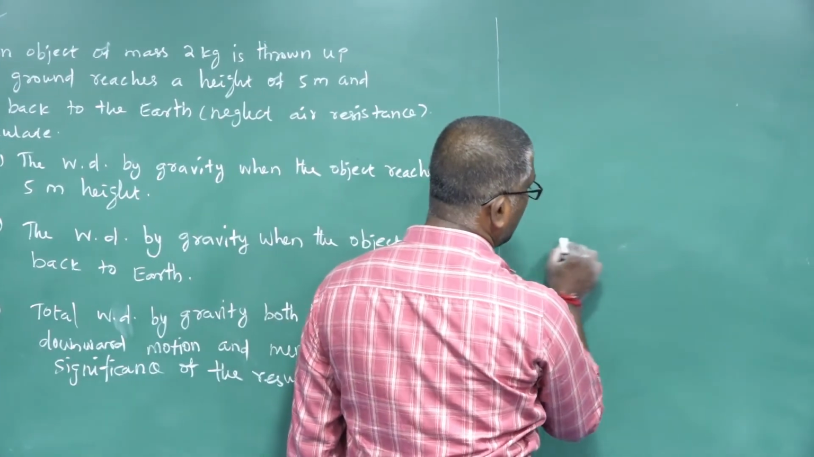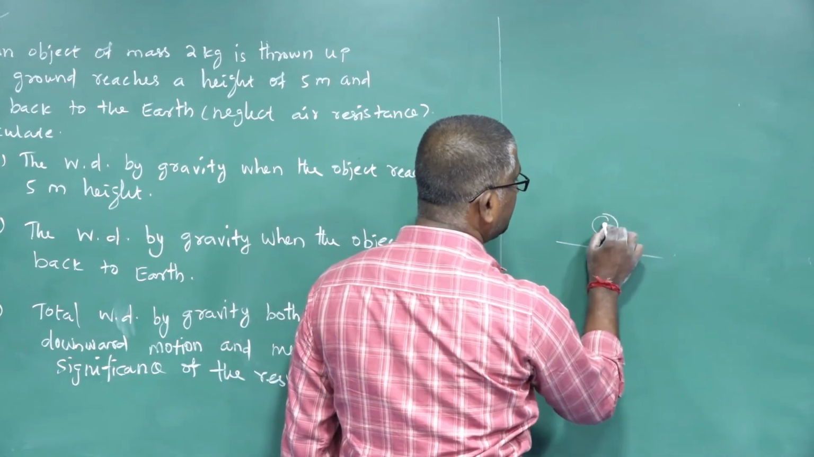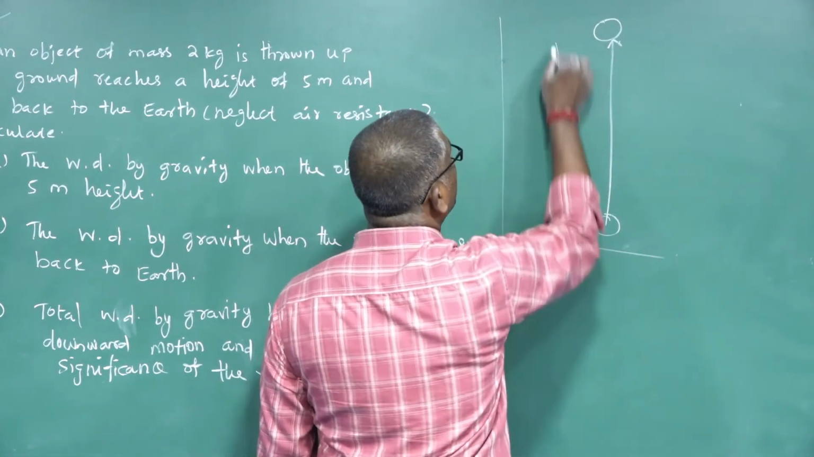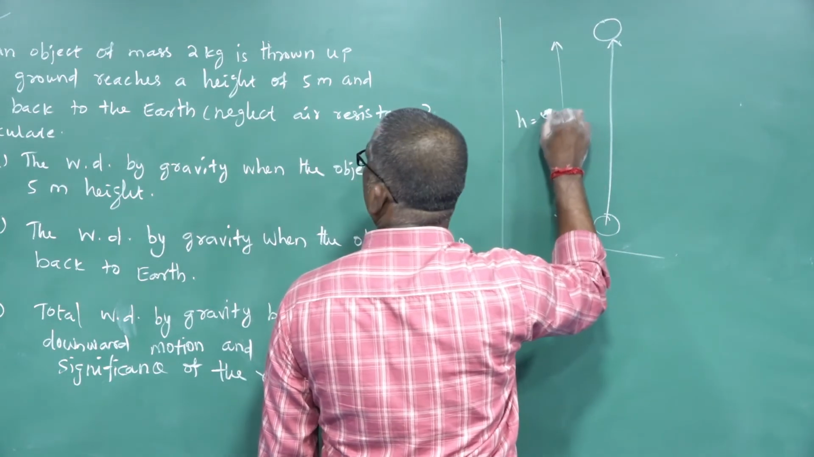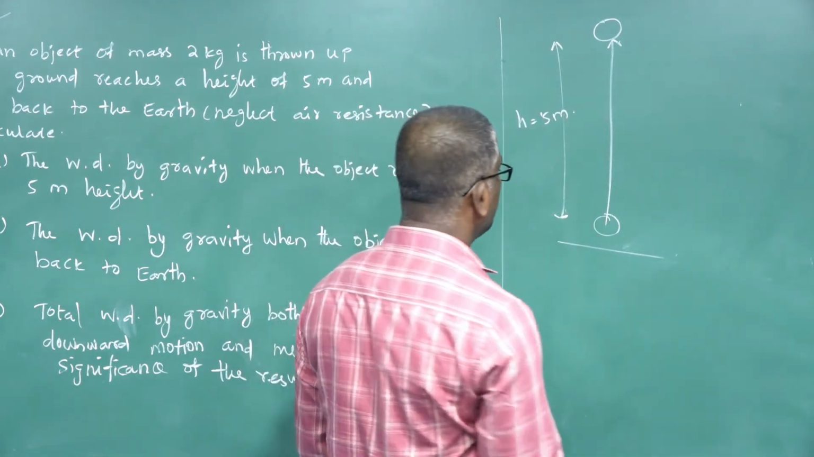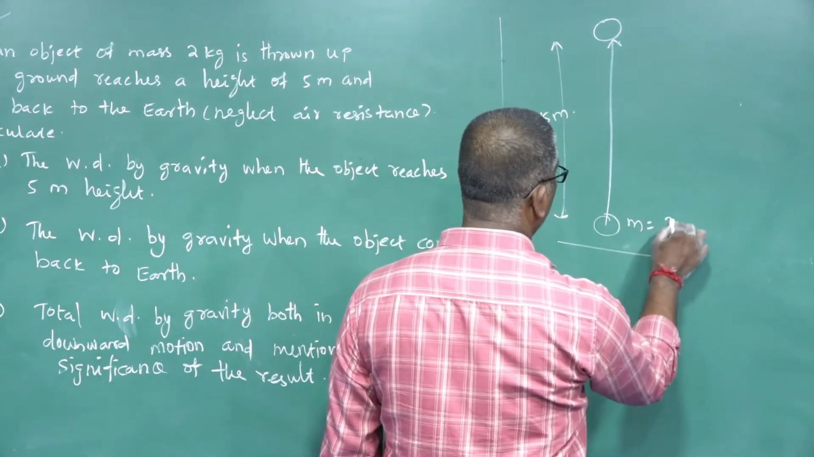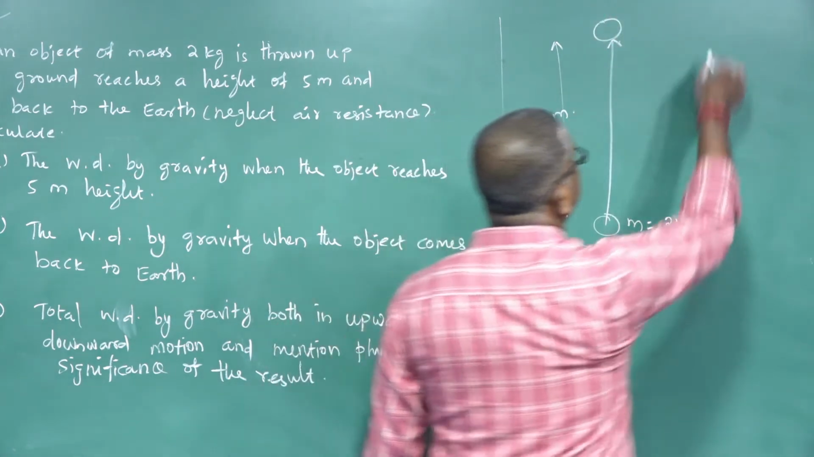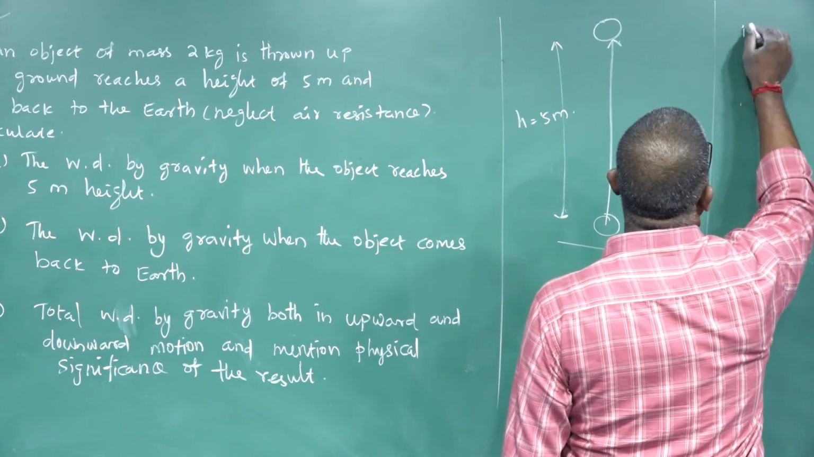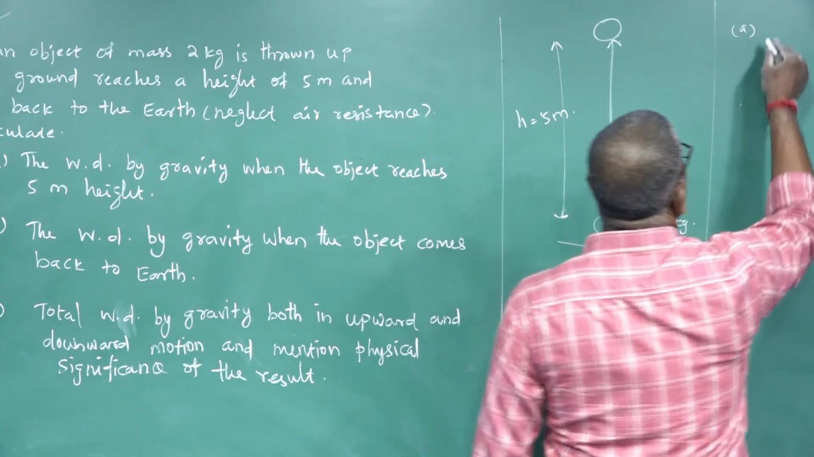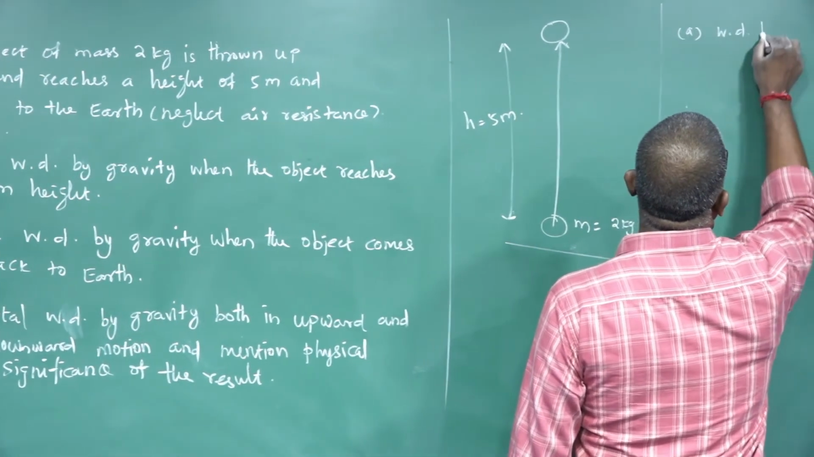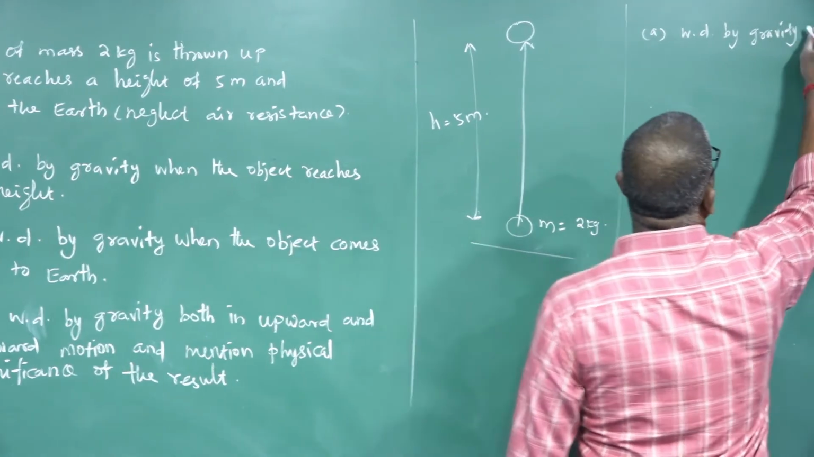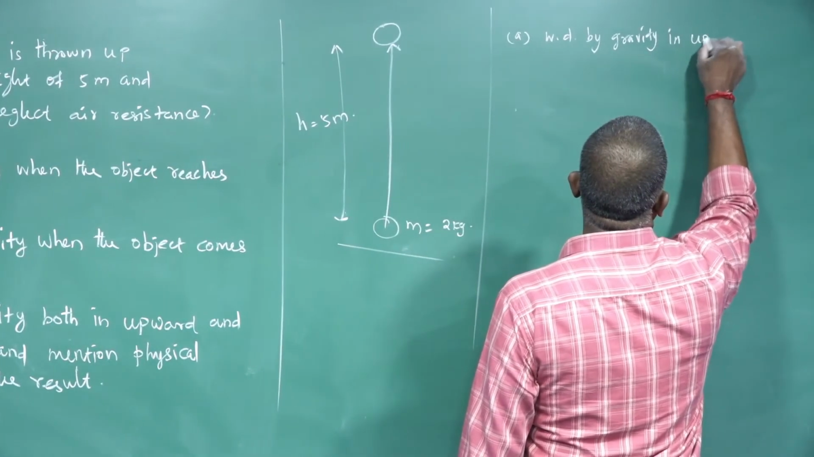Suppose an object is thrown in the upward direction and reaches a height of 5 meter. Object mass is 2 kg. First, work done by gravity in upward motion.